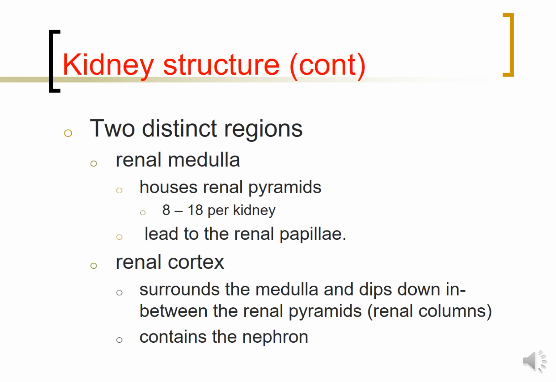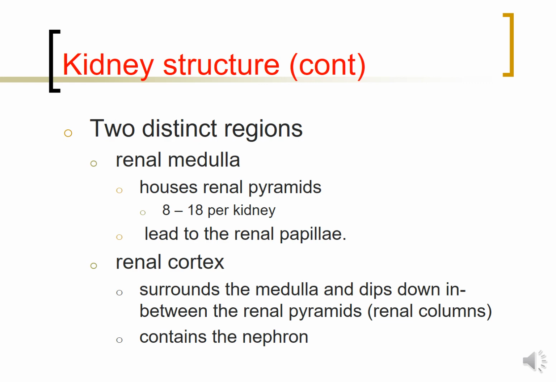There's 2 distinct regions of the kidneys. There's the renal medulla, which I always remember like the middle part. It's not over where like the pelvis or sinus is, but it's deep to the cortex. This houses the renal pyramids, and they look like a triangle or pyramid in structure. There's about 8 to 18 renal pyramids per kidney. Where these triangles come to a point is known as the renal papilla. The term papilla simply means point.